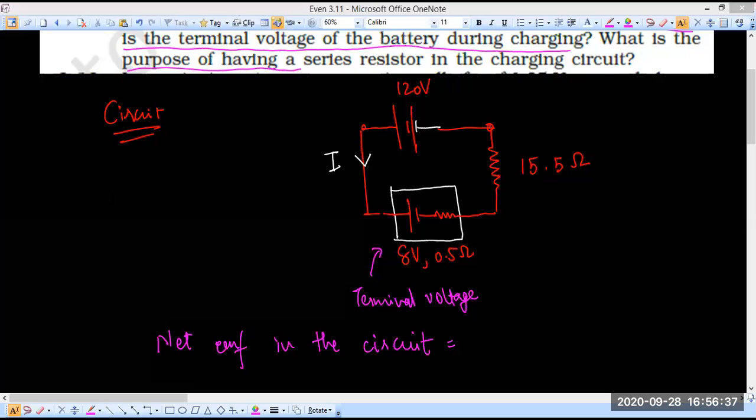Very good, very good. I've got all correct answers so far. Well done people. No Swarali. No Deval, no way. No Darshi, come on. Net EMF, net means total EMF.